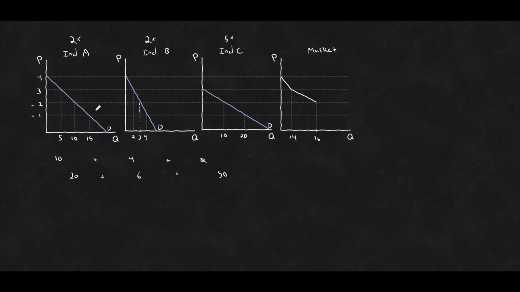Well, when we're at a price of 1, we have type A doing 15. There's 2 of them, so that's 30. We have person B at a price of 1 having 4. There's 2 of them, so that's 8. And we have person C, they're doing 20. Well, 20 times 5, that's going to be 100. So we have altogether 30 plus 8 plus 100 is 138.